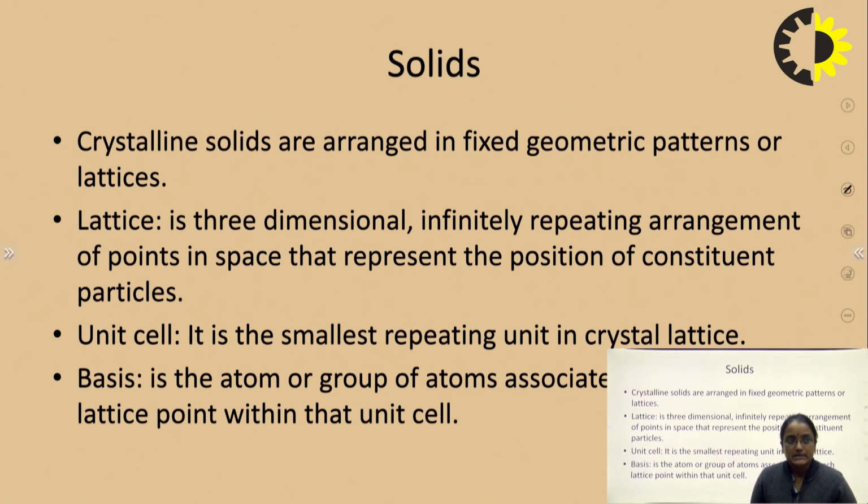Second is the unit cell. Unit cell is the smallest repeating unit in the crystal lattice, and which is actually a two-dimensional structure. Basis is the atom or group of atoms that are associated with each lattice point within that unit cell. So, these three terms are entirely different from each other: lattice is completely different from the unit cell, and unit cell is completely different from the basis.